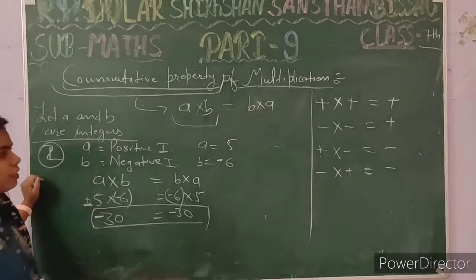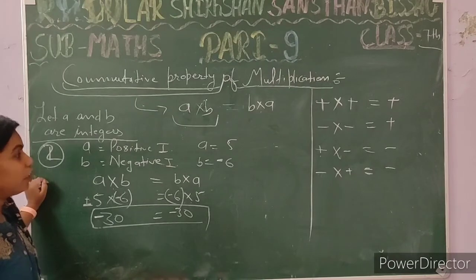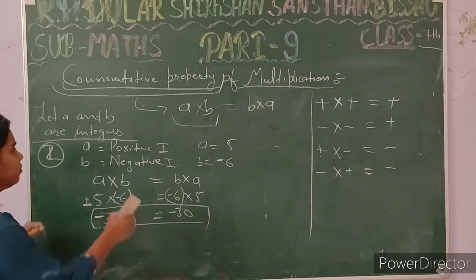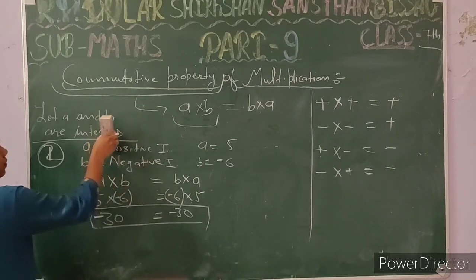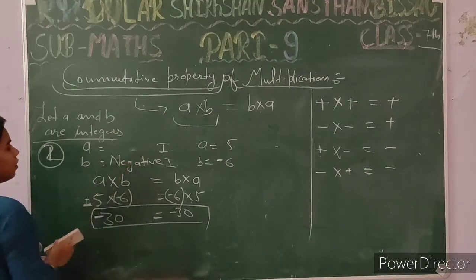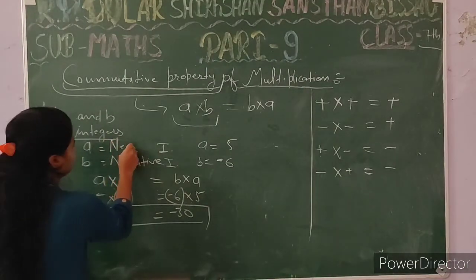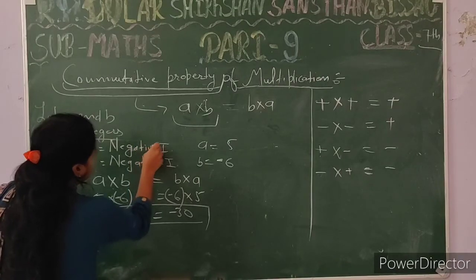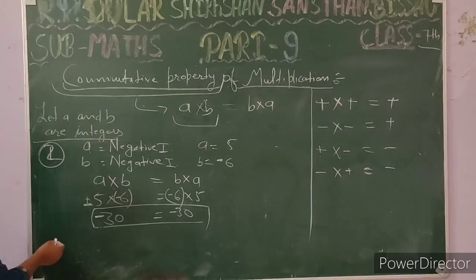The property of the second one, we will say this type. I will explain that first one. A is also negative. Okay, both are negative, then what will be the result?